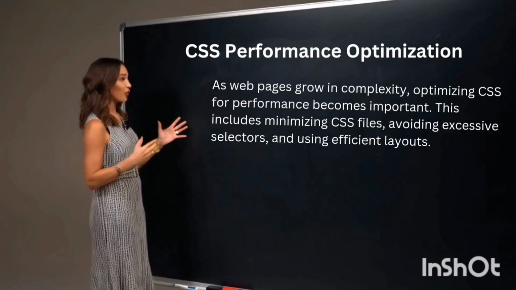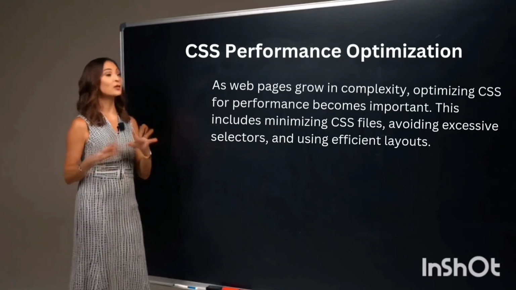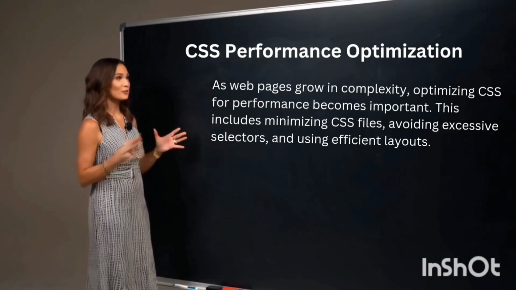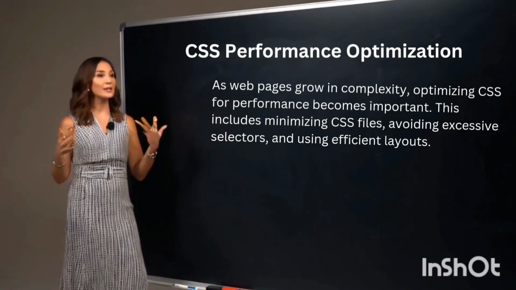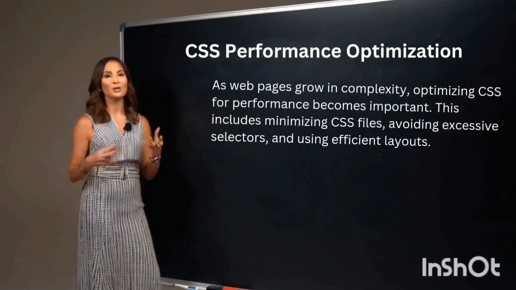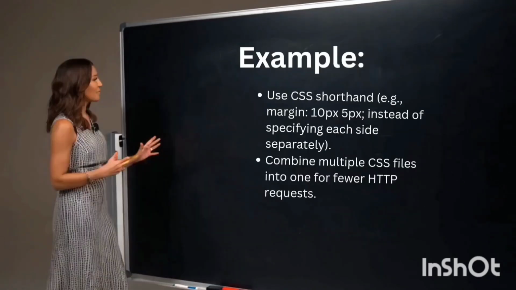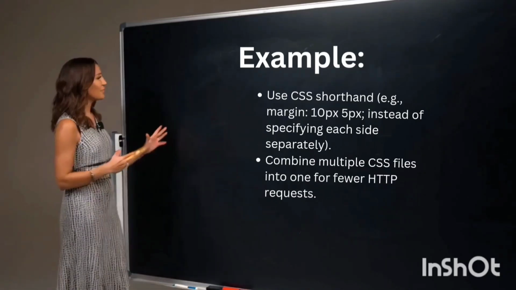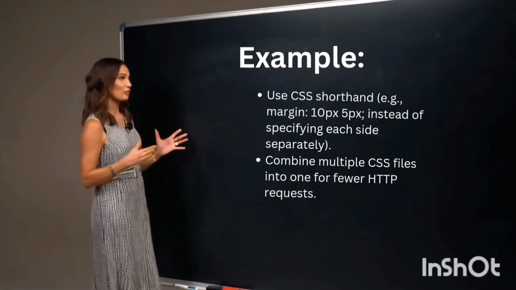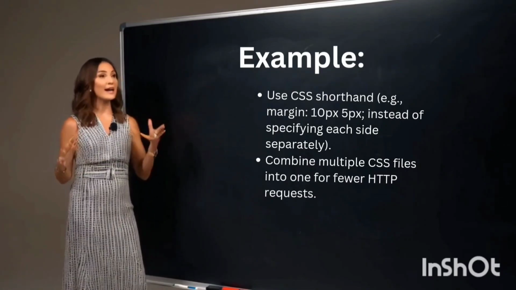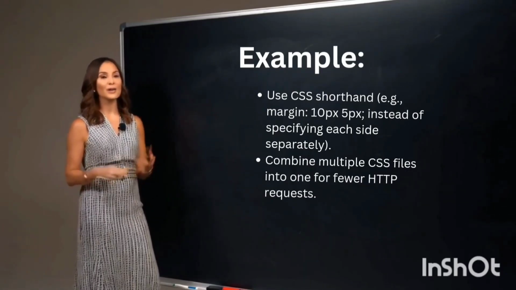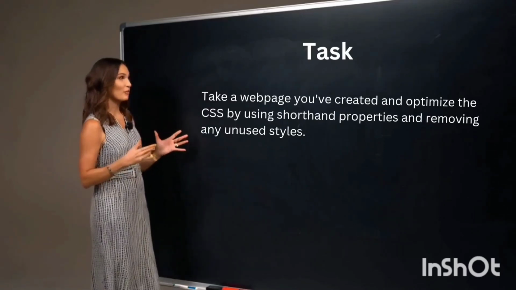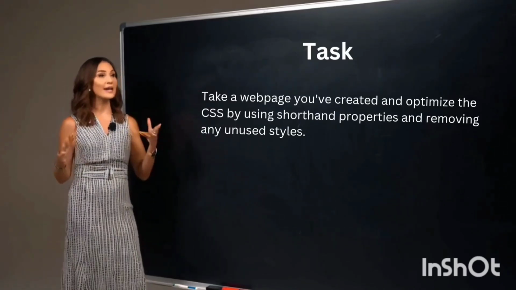CSS performance optimization. As web pages grow in complexity, optimizing CSS for performance becomes important. This includes minimizing CSS files, avoiding excessive selectors, and using efficient layouts. Example, use CSS shorthand, e.g., margin: 10px 5px, instead of specifying each side separately. Combine multiple CSS files into one for fewer HTTP requests. Take a web page you've created and optimize the CSS by using shorthand properties and removing any unused styles.